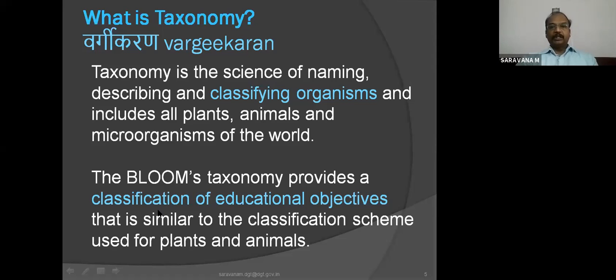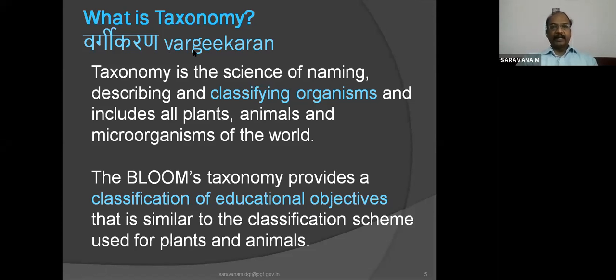Bloom's taxonomy provides a classification of educational objectives that is similar to the classification scheme used for plants and animals. As I told you, animals, any living organisms, plants, we can classify in detail each and every part of the plant or an animal or any organism like that. In the educational field also, human development can be classified into three categories: knowledge, skill and attitude. So all these are coming in the three domains, that is cognitive domain, affective domain and the psychomotor domain. Let us see how it has been.